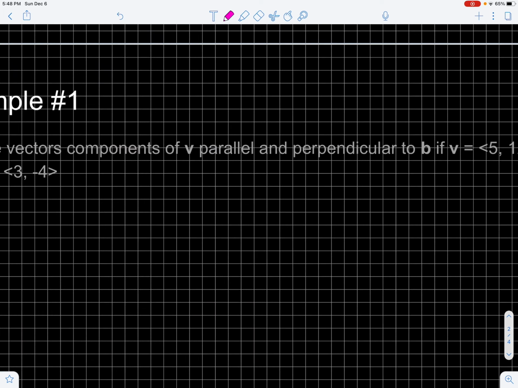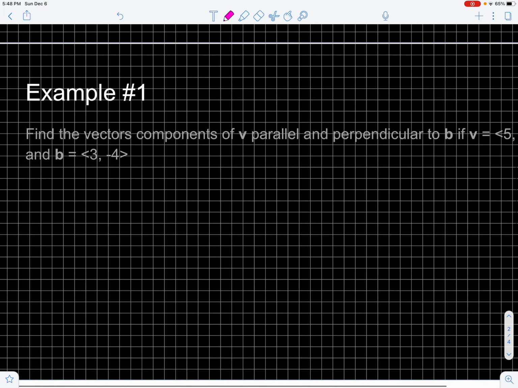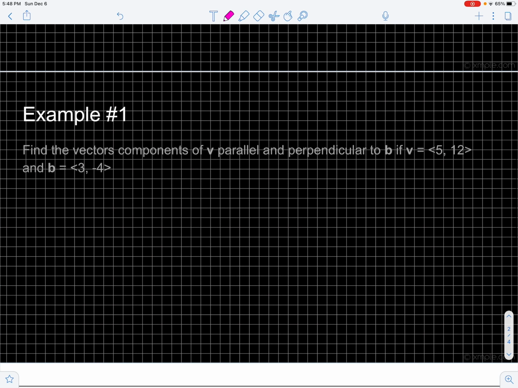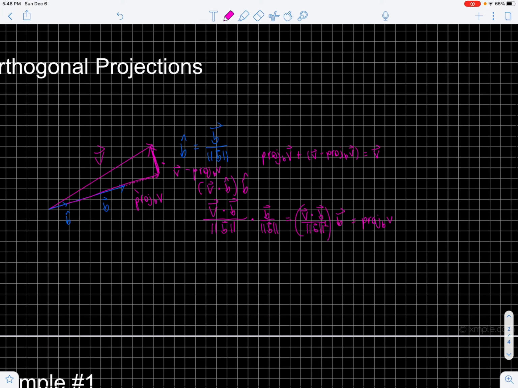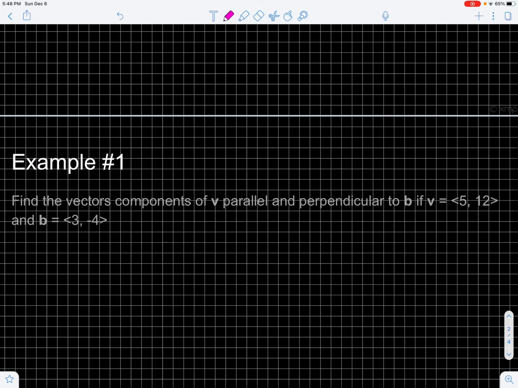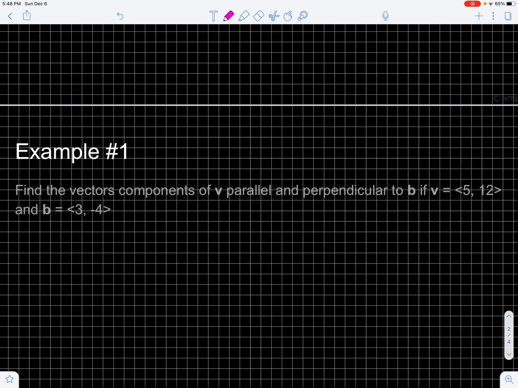Maybe it'll make a little more sense with an example problem. Find the vector components of v parallel and perpendicular to b if v equals (5, 12) and b equals (3, -4). We're going to keep it two-dimensional for now, just to keep it simple, but this works for three-dimensional stuff as well.